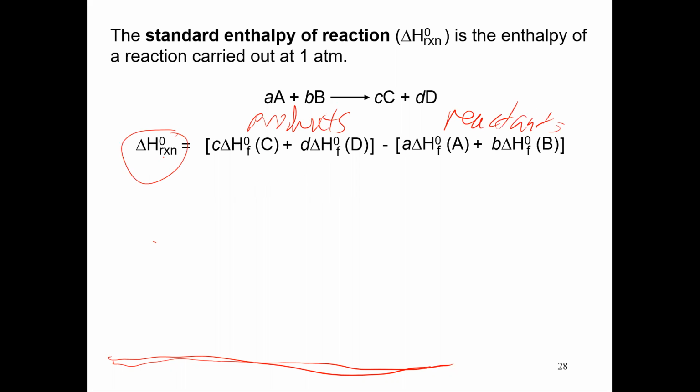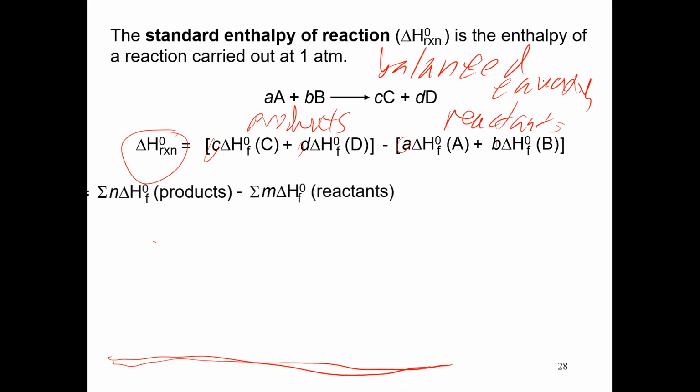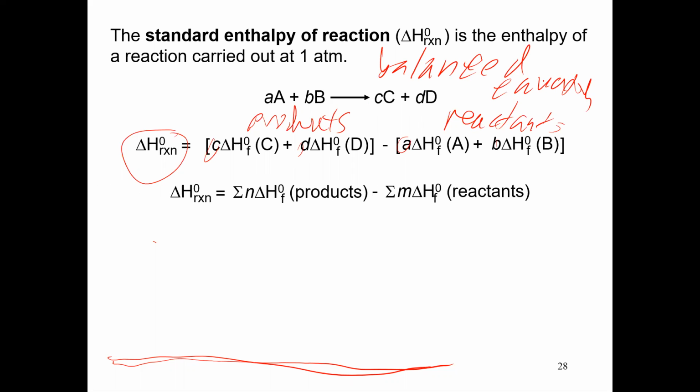So these coefficients in front of them, like the C, the D, the A, and the F, are all related to the balanced equation that we're dealing with here. So basically the key thing is the balanced equation that we have. So let's go through some examples here. Essentially, this is a summation of the products minus that of the reactants, and that's how you get the heat of reaction. You can also measure this by experiment. Hopefully one of the labs we're going to do this semester is a heat of reaction experiment.